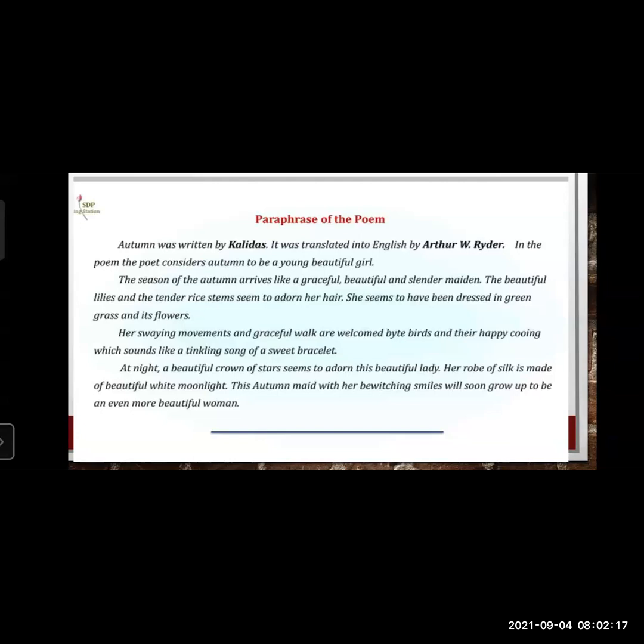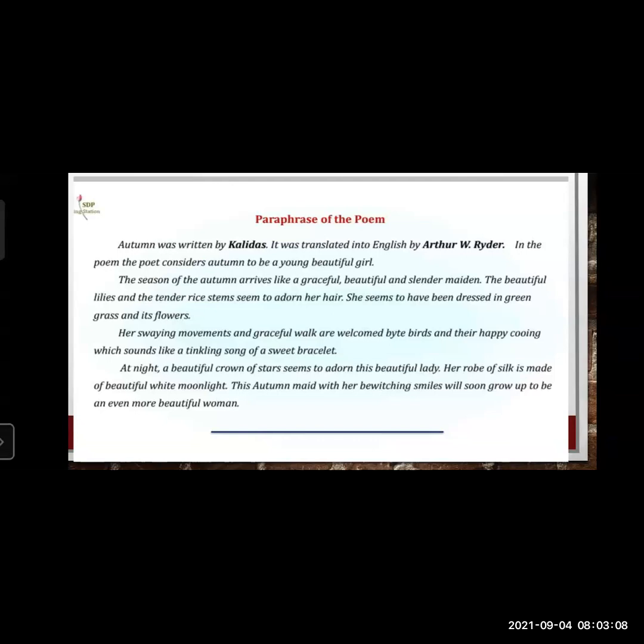The season of autumn arrives like a graceful, beautiful and slender maiden. The poet wants to say that the autumn season also arrives like a woman, a young and beautiful girl, a graceful, happy thing. It has a charm. Then, a beautiful and slender maiden. Slender means slim. The beautiful lilies and the tender rice stems seem to adorn her hair, and autumn has adorned her hair with rice stems like flowers, like a beautiful girl who decorates her hair by wearing a rose or flowers in her hair.